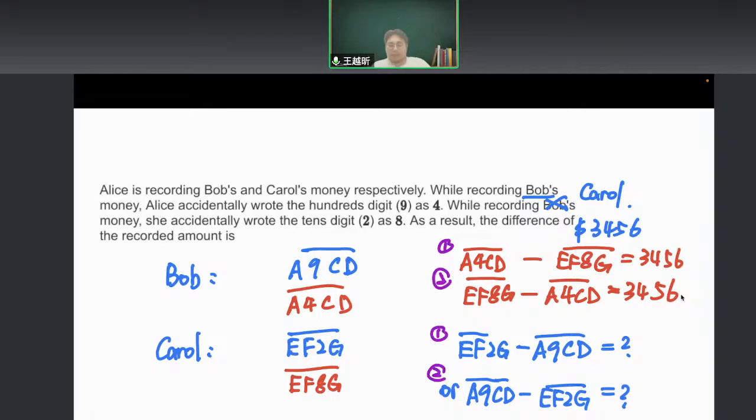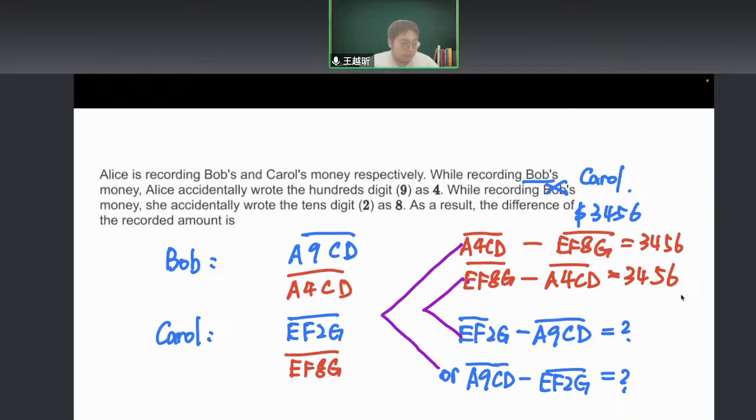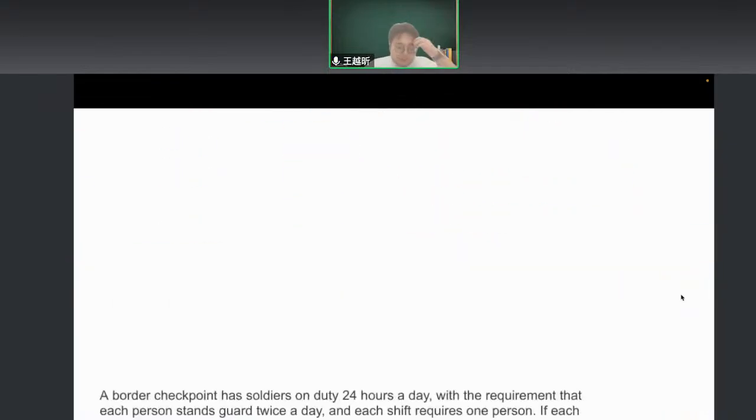This one should combine with 2 equations, right? So this one, you find out one answer, and also this one, you find out another answer. So that's why I said this question has 2 answers. You need to have a check. Okay?